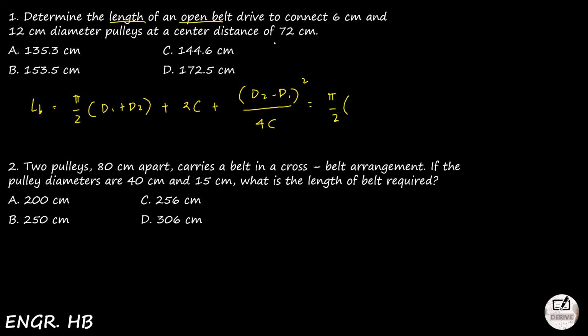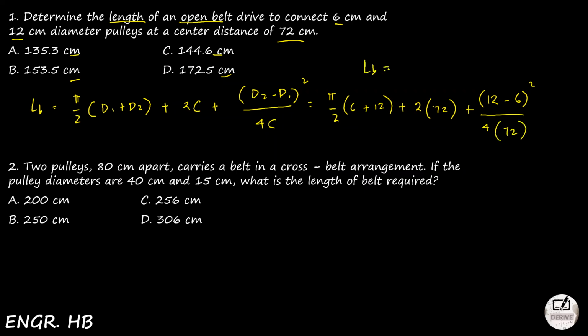And it is a direct substitution problem. So pi over 2 multiplied by the sum of the two pulleys, which is 6 and 12. So that was 6 plus 12. So centimeters both. Tama naman yung nasa choices, that will be centimeter. So no more conversion required. Plus twice daw ng center distance, which is, sabi, 72. And D2 is 12, D1 mo is 6, squared, plus 4 times 72.